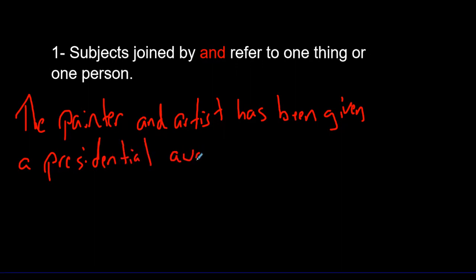Now we might ask, why would I use has been instead of have been, since I'm referring to both painter and artist? In this case, the painter and the artist refer to the same person. That person is an artist as well as a painter. Therefore, I have to use a singular verb. But these are very rare cases, and they usually come in a paragraph where you know the context of that sentence. They don't appear in isolation.